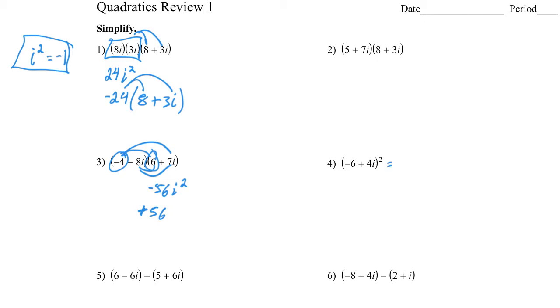Number 4 has a little bit of a trick to it. When you have a square, it means to multiply it by itself. Don't forget that. So you're going to multiply two parentheses there. Just rewrite it twice. So negative 6 plus 4i times negative 6 plus 4i, and then you're distributing just like number 3.